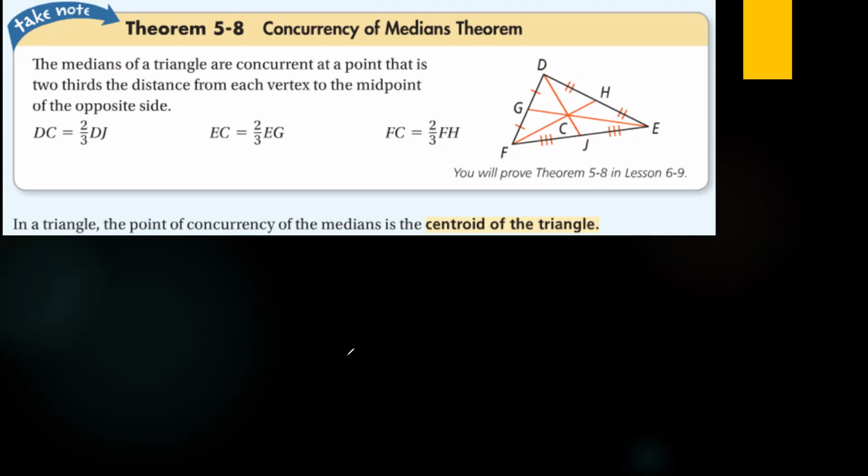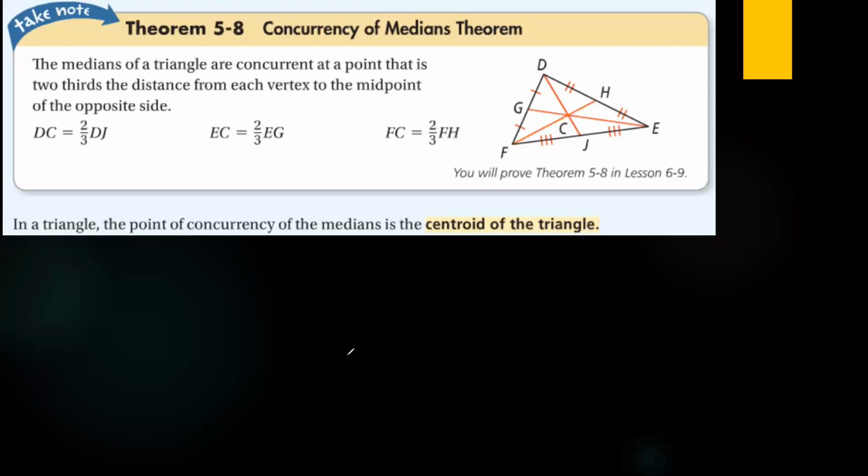Look at the second one now. Here, this is the second one. Which one is 2/3? Is it FC or CH? It's CF. Is it clear? Yes.